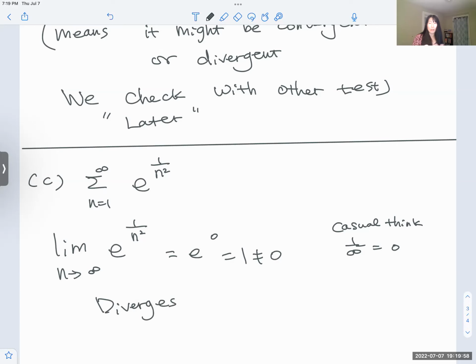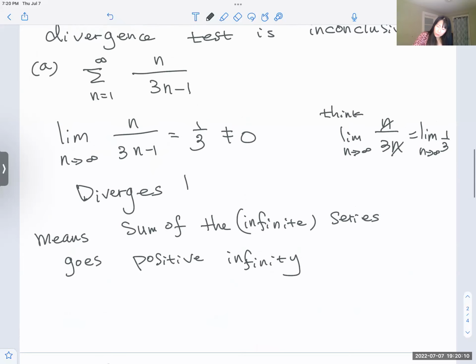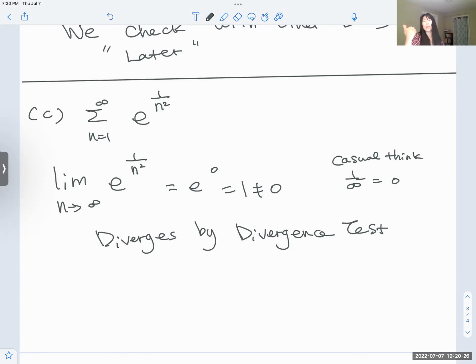Later on, we have to say it diverges by the divergence test. So are you okay with the divergence test? It doesn't give us anything except diverges. We take the limit, and if it's not equal to zero, then we say it diverges, meaning the sum of the series goes to positive infinity. That's one way to test whether the series is increasing. Is it clear?